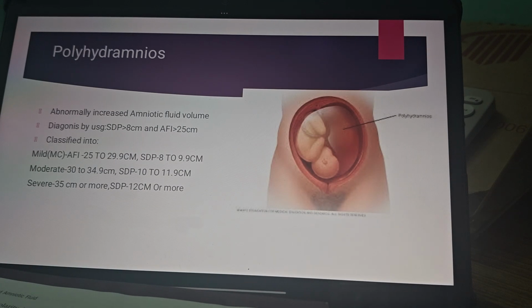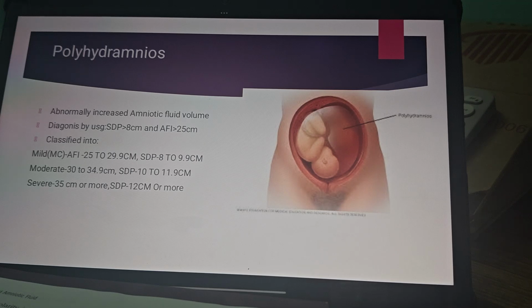Now, coming to another abnormality of amniotic fluid, which is known as polyhydramnios. In this condition, there is an abnormally increased amniotic fluid volume. So, the liquor amount increases in this condition. It can be diagnosed by USG. If SDP is more than 8 cm or AFI is more than 25 centimeters, then it is polyhydramnios. It is further divided into three parts, that is mild polyhydramnios, moderate polyhydramnios, and severe polyhydramnios.